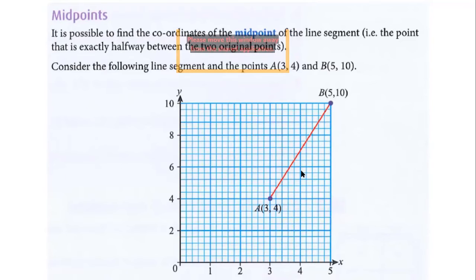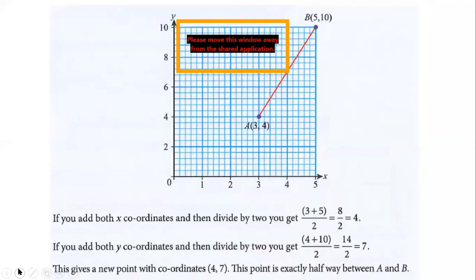So this point here in the middle, the midpoint of the line segment AB, should have coordinates 4 and 7. So it's here in the middle of this line segment, isn't it? So that is the formula for finding the midpoint. We add up the x coordinates, divide by 2. We add up the y coordinates, divide by 2. Okay, as it is explained in the following sentences.